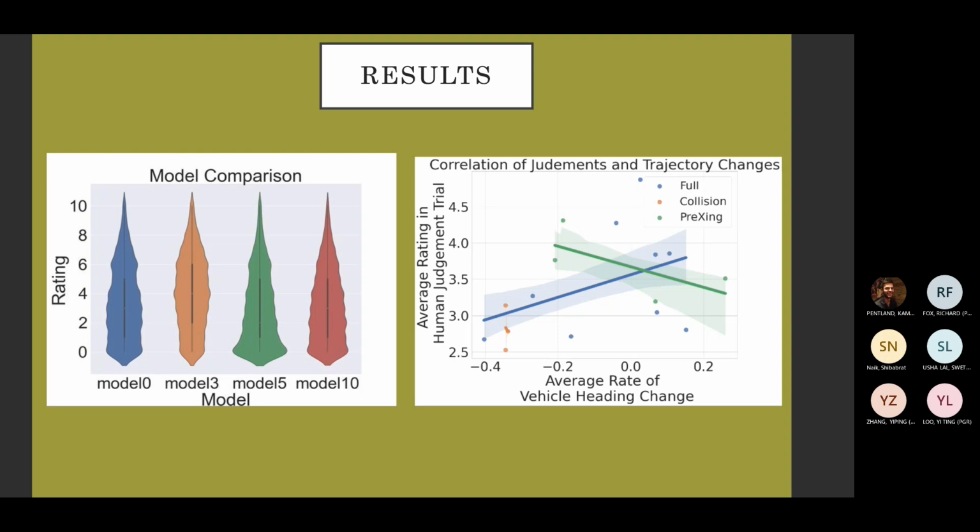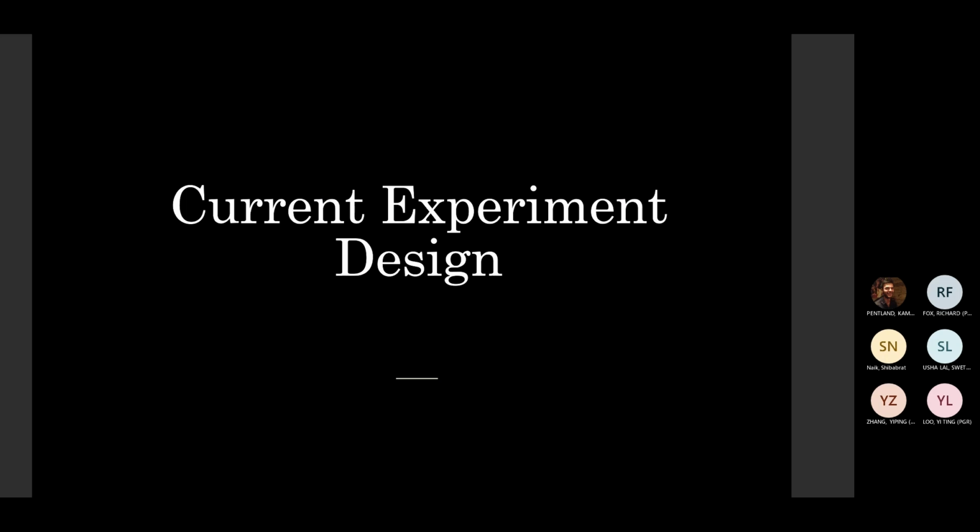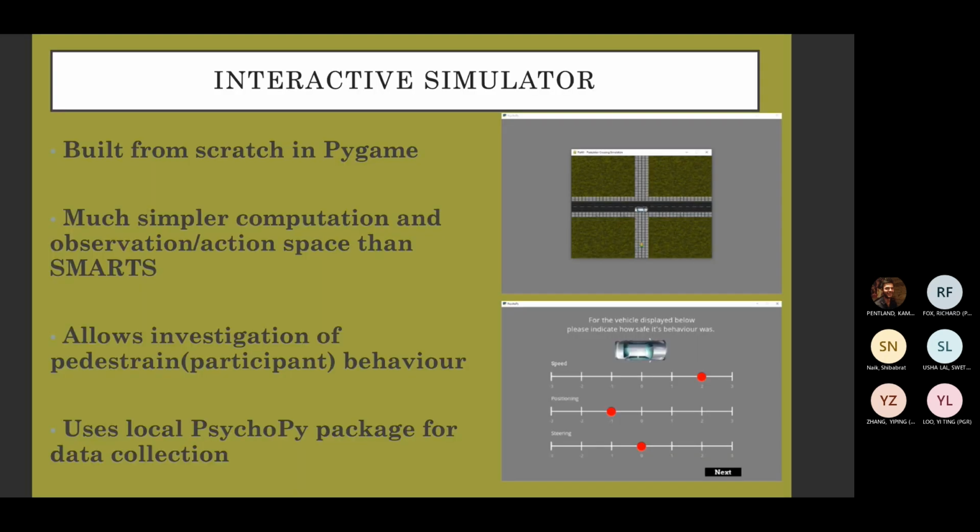So this is a great first foray into it, start looking at what people do. From there, we want to design an experiment where we can show how we can improve it using this data. So I moved away from SMARTS, great as it is, because A, it's very computationally heavy, and B, I don't have control over a lot of it.